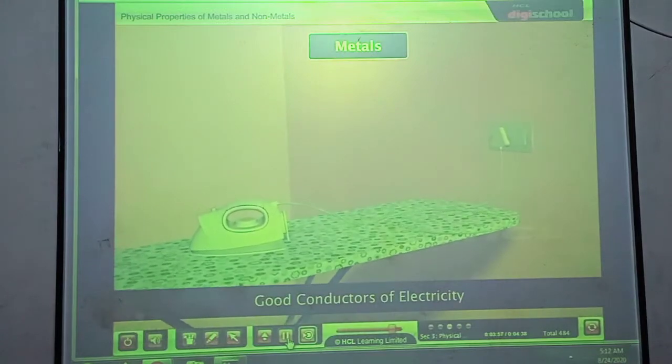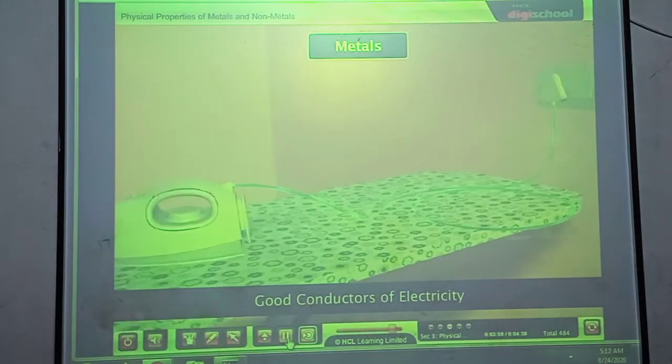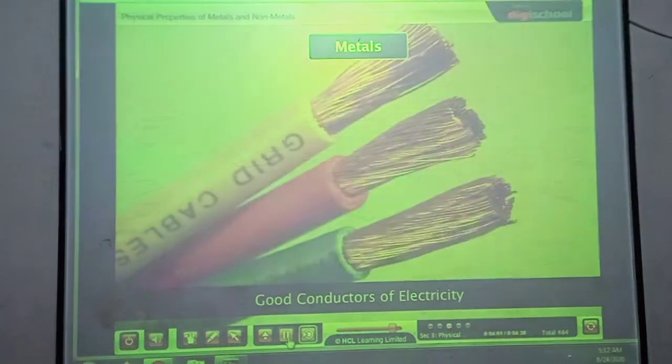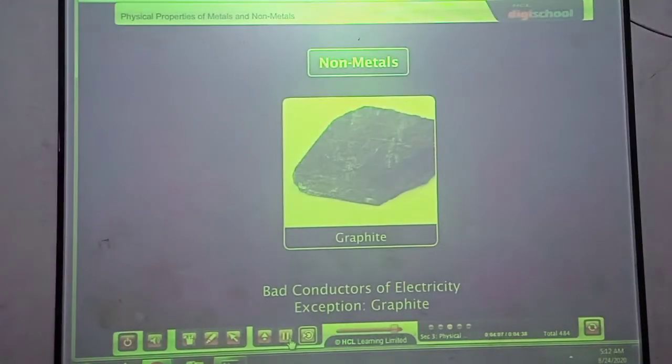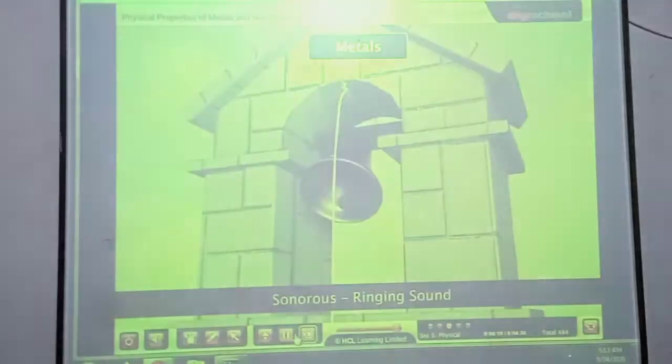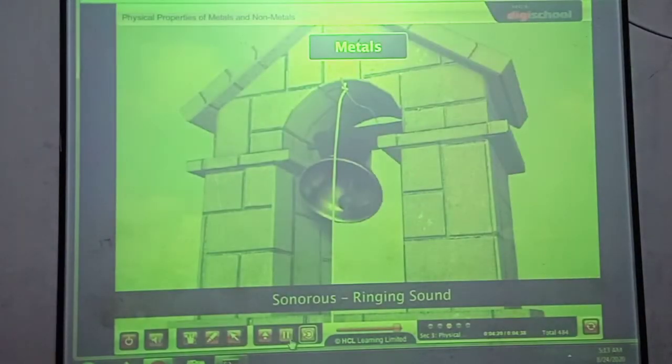Metals are good conductors of electricity. Power cables are made of copper or aluminum wires wrapped with insulated material. Non-metals are not good conductors of electricity. Exception: graphite. Do not mark on a circuit board with a pencil. Metals are sonorous. They make a ringing sound when they are hit.